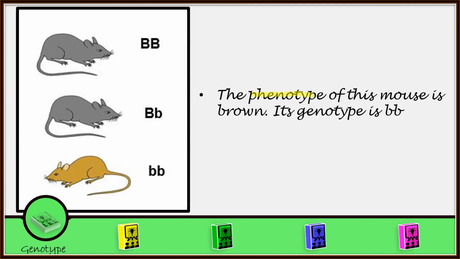The phenotype of this mouse is brown. Now, when you look at this one, what we are seeing is the phenotype, and that phenotype is brown, but its genotype is small b, small b. So its genotype, which is not seen, or what we call the genetic constitution, is small b, small b.